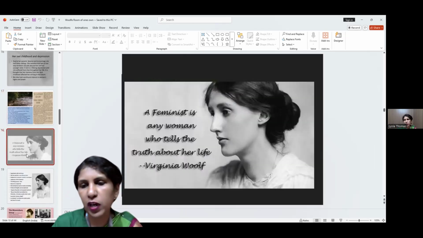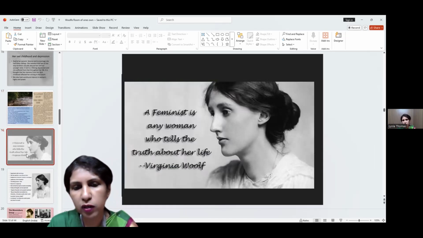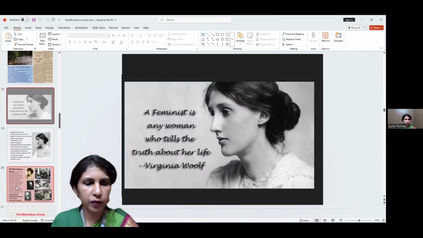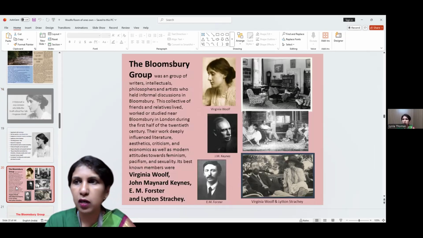But today we would like to focus on and celebrate her life. As Virginia Woolf defines it, a feminist is any woman who tells the truth about her life. What she means is that being able to speak honestly about her life is what defines a feminist. And yes, it is important that we also spend some time understanding who and what this Bloomsbury group is.